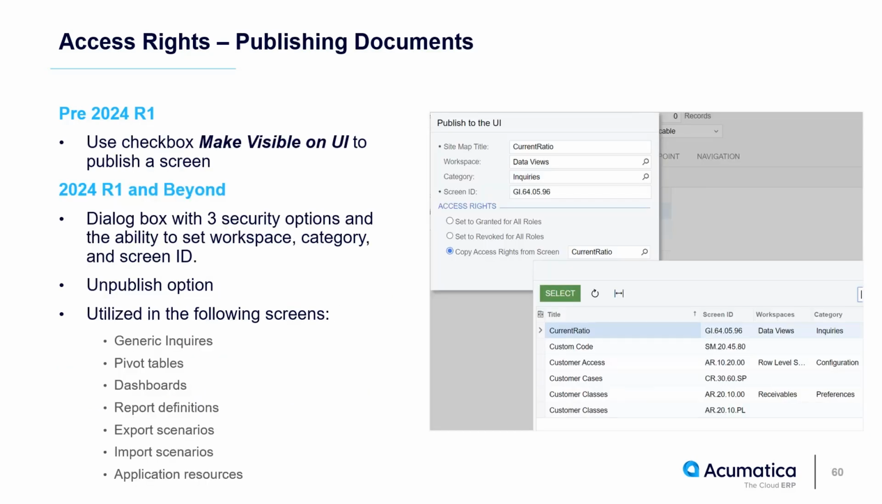Prior to 2024 R1, users would click a button to publish a new inquiry. The user would not be prompted to set access rights so everybody could see it. Now, customers receive a dialog box when they publish an inquiry that offers convenient options.